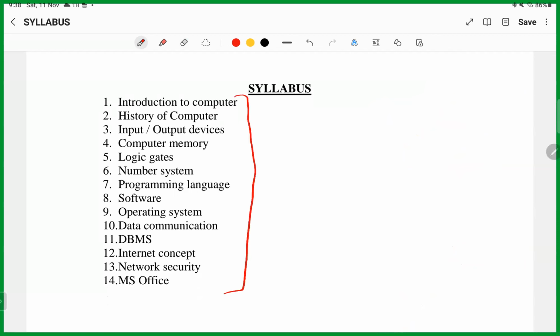You can just note it down. The first one is Introduction to Computer. It says about the basic introduction, like how the computer has evolved and all those. And then we'll be studying about the history.